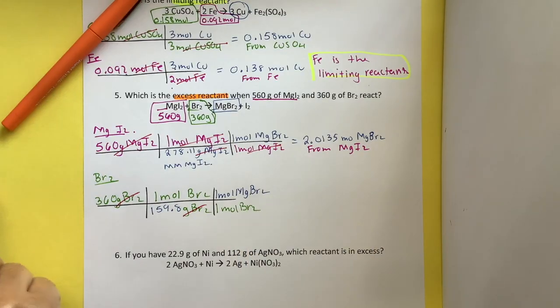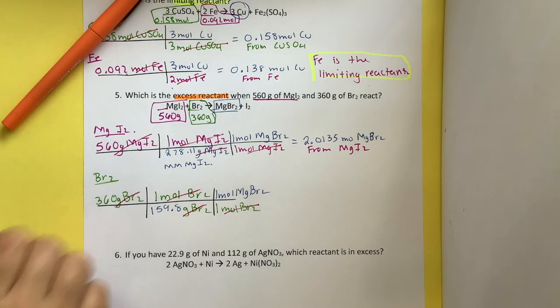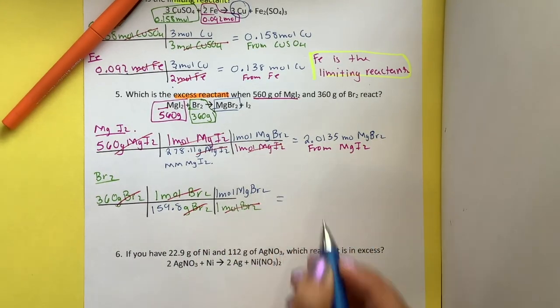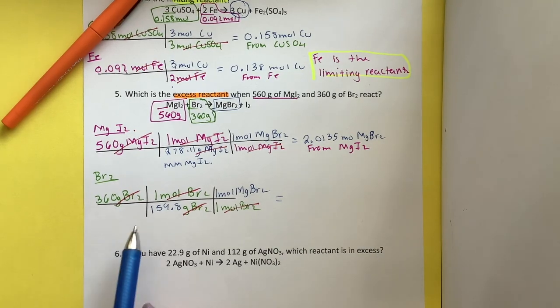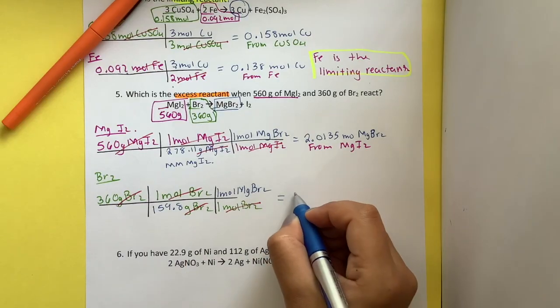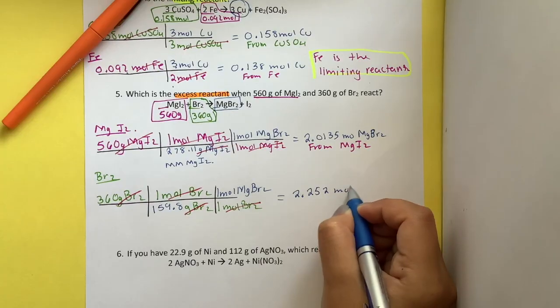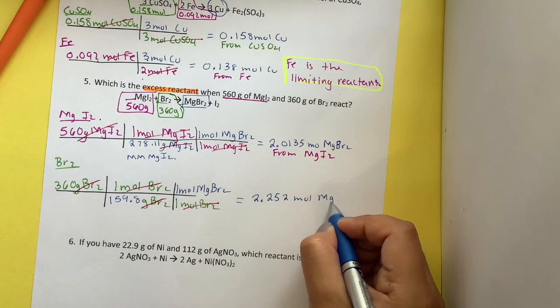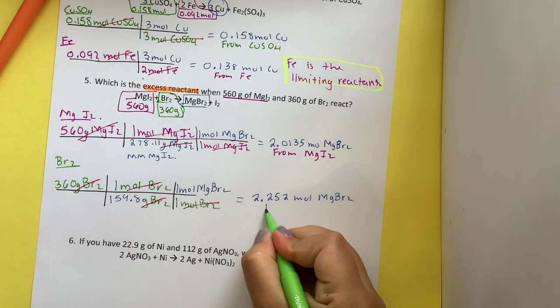MgBr2. Okay, the moles of bromine get cancelled out. I am left with moles of the product. So now what I'm going to do in my calculator is 360 divided by 159.8 times 1 divided by 1, which gives me 2.252 moles of MgBr2. And this comes from bromine.